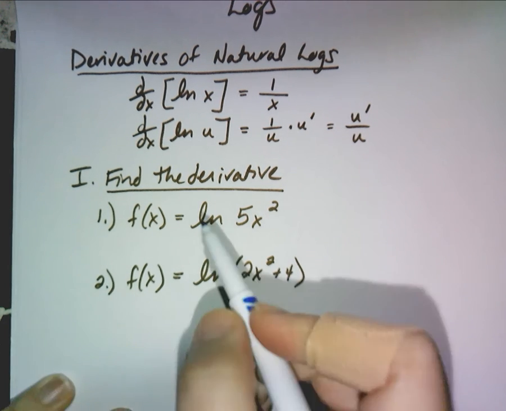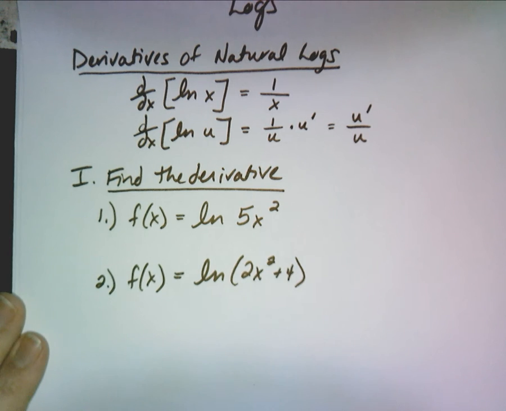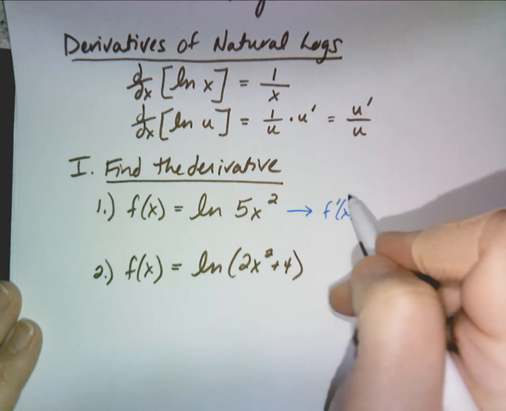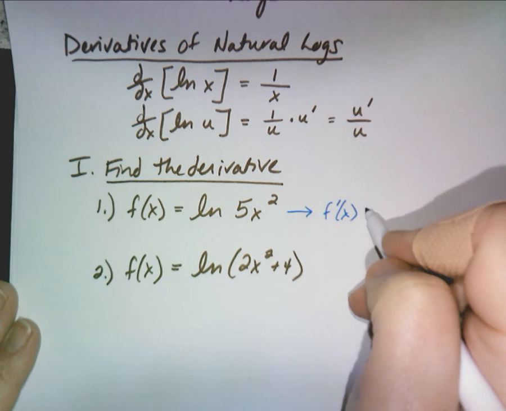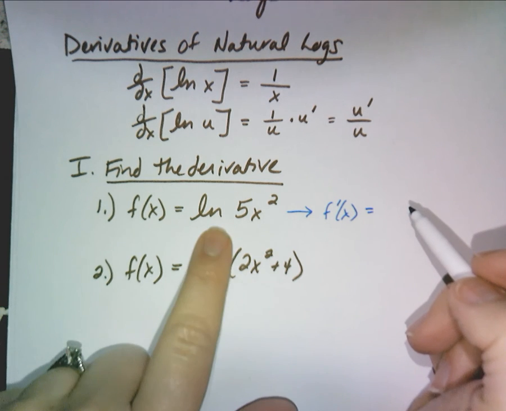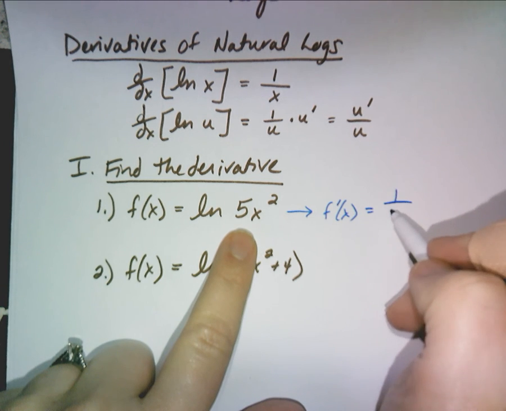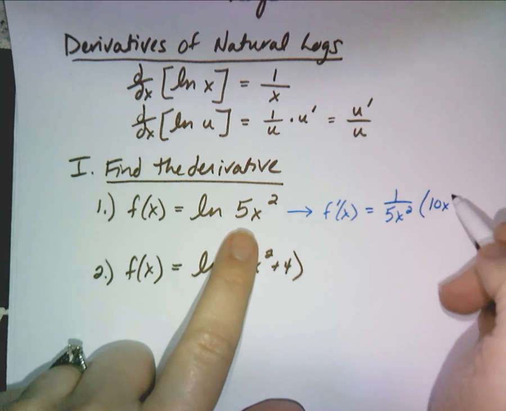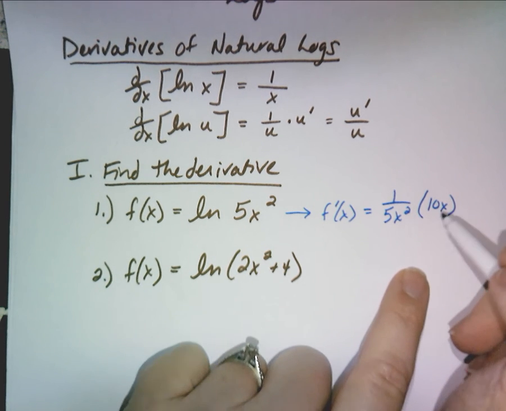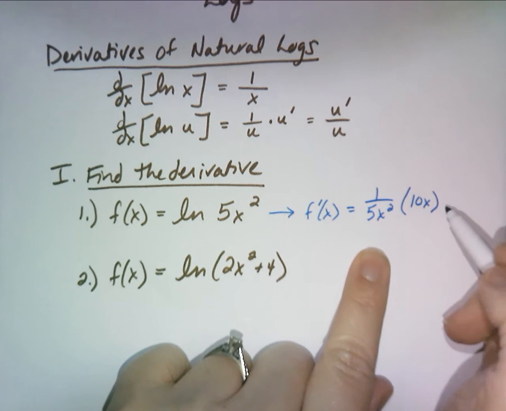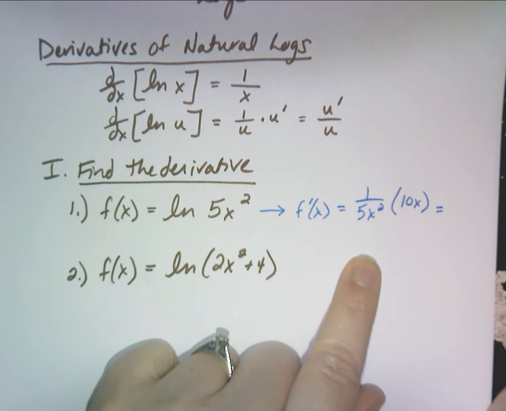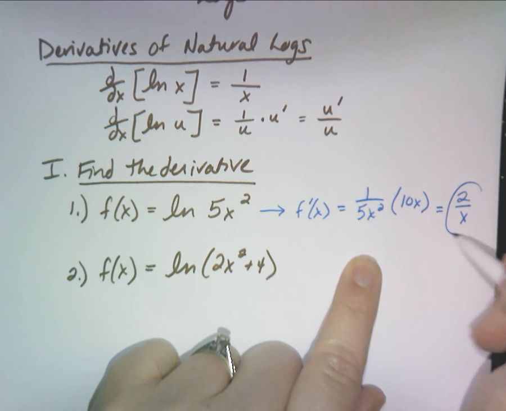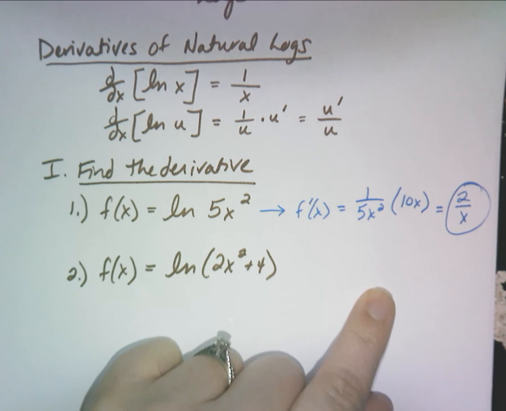Find the derivative of ln of 5x squared. Okay, so the derivative, there's another way of writing derivative, by the way. What is that? f prime of x. So what would you write? 1 over 5x squared, and what would you multiply that by? 10x. Okay, now you do need to clean this up. So 10x would be on top. And reduce the fraction, what would be the final answer? 2 over x. Okay? That is the derivative.